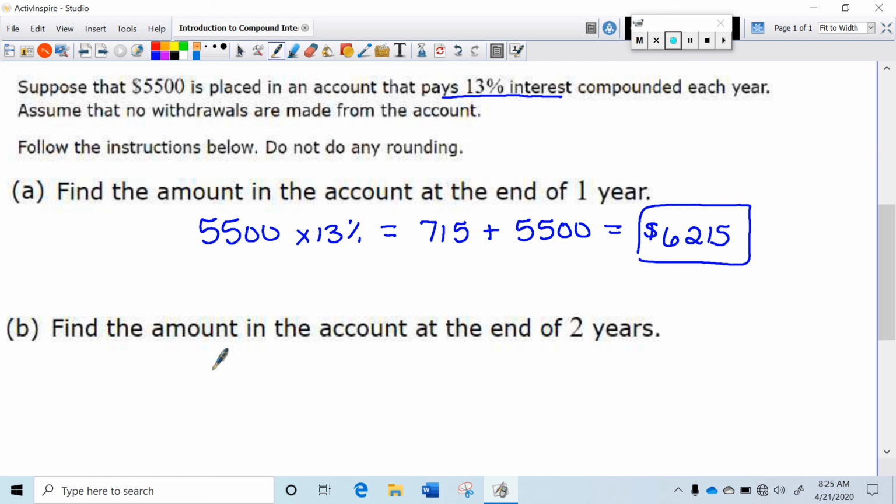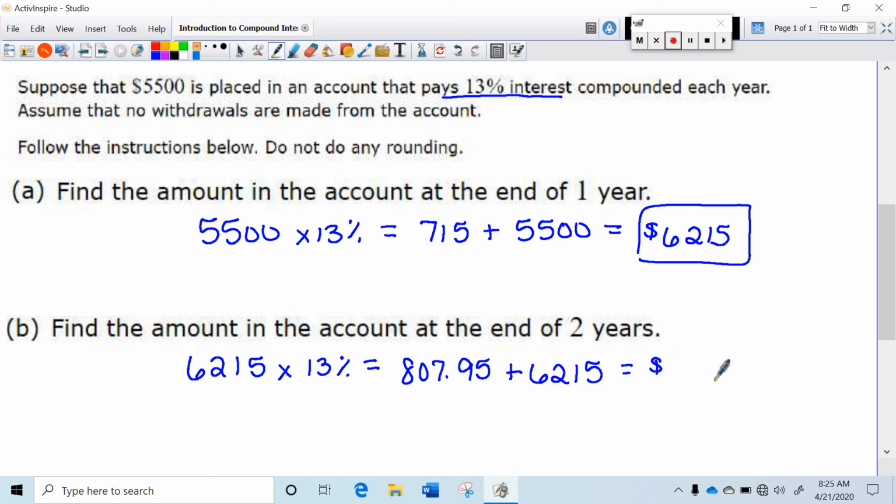So for year 2, that same account starts with $6,215. The interest rate is still 13%. So that's going to be $807.95. But that account started with $6,215. So to find the total amount at the end of 2 years, you have to add that back in, which is $7,022.95.